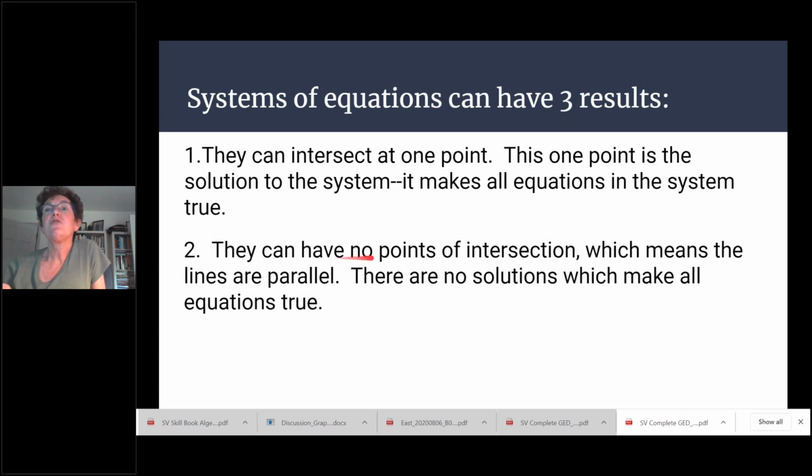Or they can have no points of intersection, which means the lines are parallel. There are no solutions which make all the equations true. And that was the situation when my sister started with 5 masks ahead of my mother, but then they made 12 masks an hour and the lines were parallel. There was no point at which they had made the same number of masks.